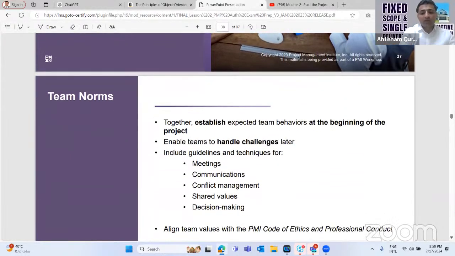So, when we form a team, it's really important that we set the ground rules, right? The team norms: that we encourage diversity, we respect the time. We set up some rules that we meet every day. We start the day at this time, we end the day at this time. So all these ground rules make us accountable to each other.